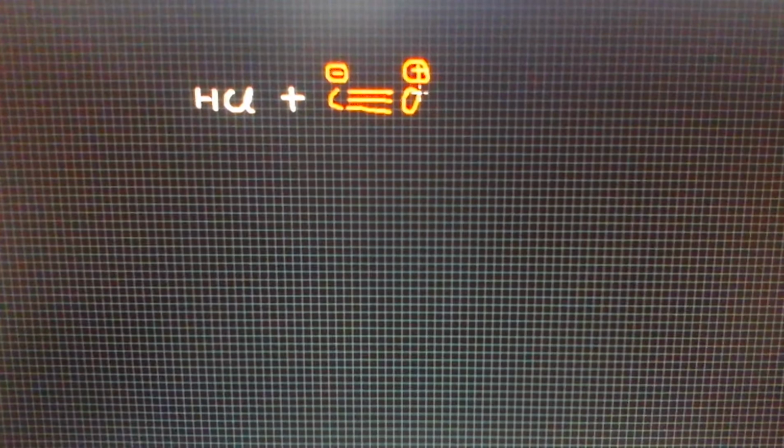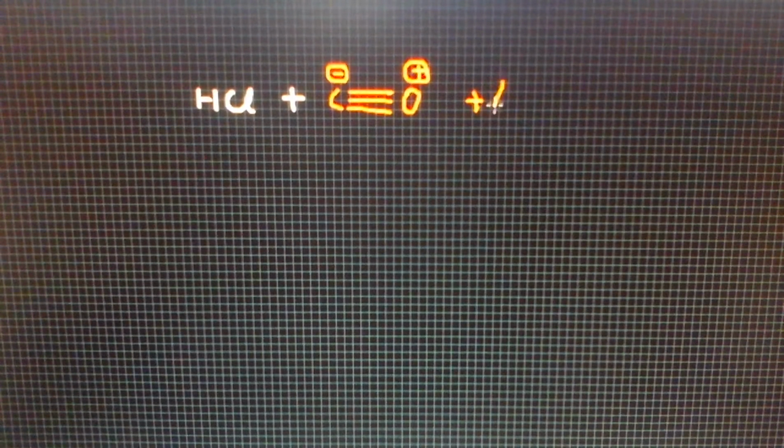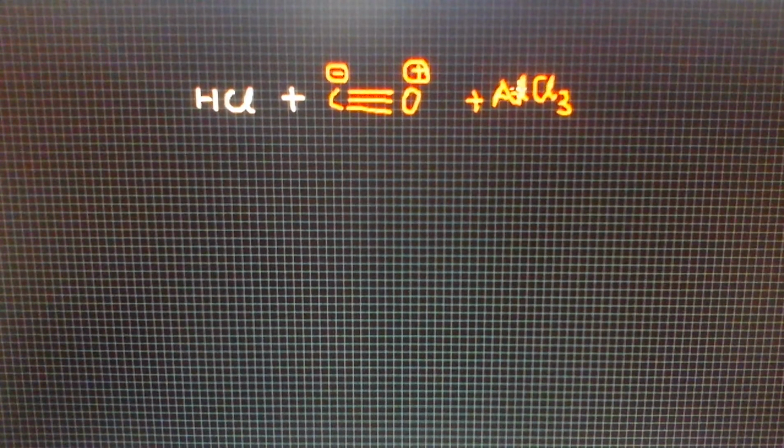So first we have to see what happens when HCl reacts with CO. So HCl plus CO, C triple bonded with O. Now this would be minus and this would be plus, right? Okay, so this is there. Now this one with AlCl3, right? With AlCl3. So what would happen when this is there?